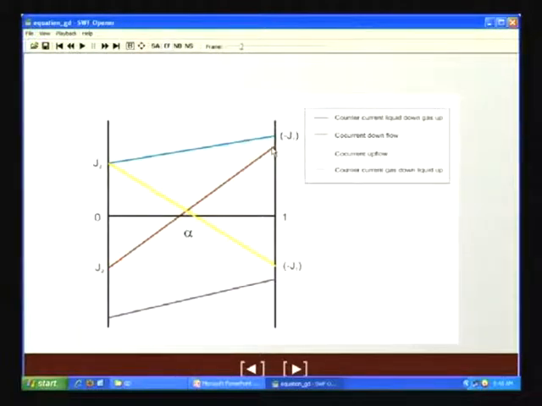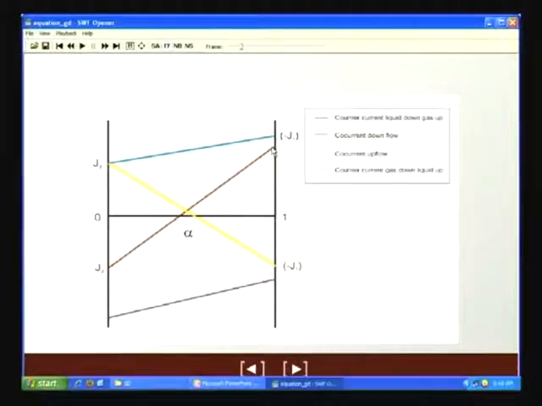Now, the other thing, counter current flow. Counter current flow can be two types: one is gas up, liquid down; the other is liquid up, gas down. When it is gas up, liquid down, then what happens? J2 is positive, J1 is negative, minus J1 is positive. So, the straight line, this blue line, lies entirely in the first quadrant.